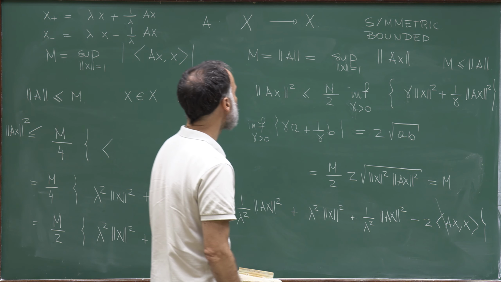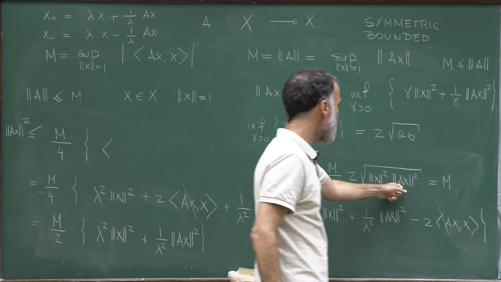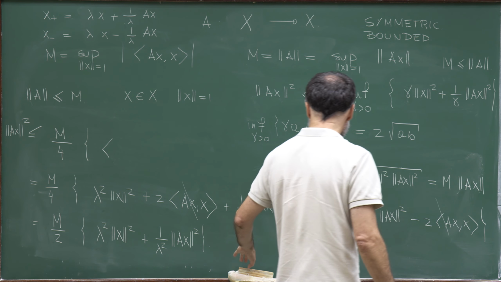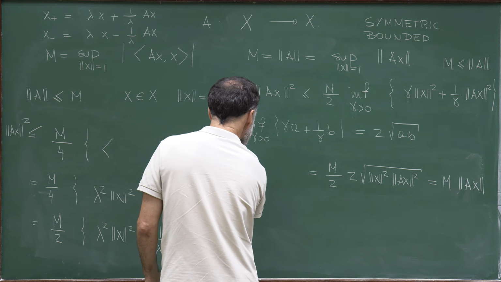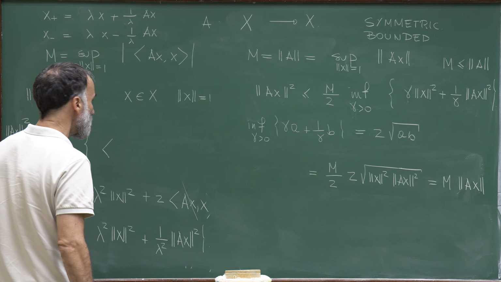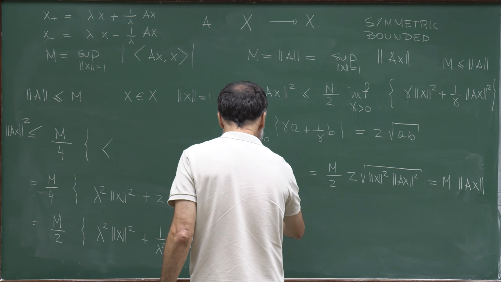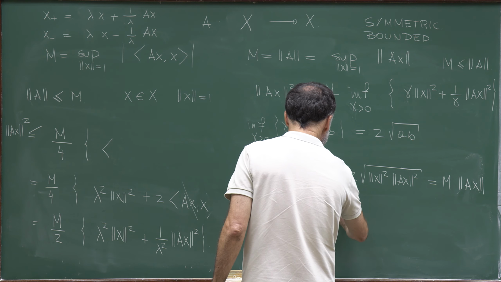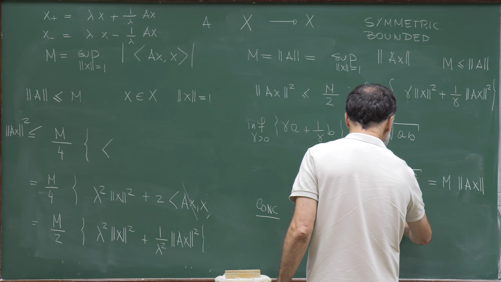times the norm of x, which has norm equal to 1, times the norm of ax. So what we get at the end is that ax squared is less or equal than m times the norm of ax. So the conclusion from this computation is that the norm of ax squared is less or equal than m times the norm of ax.